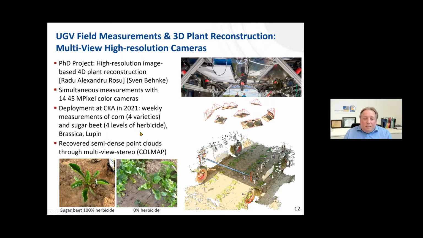Now processing this data is a major challenge for many reasons. The first step in processing this data is to do structure from motion. Multi-view stereo methods like COLMAP allow us to estimate the intrinsic camera parameters, but also estimate where these cameras are. This is not really fixed because the vehicle is not really rigid. So when it drives over the field, the calibration is not constant. But we can process the data and estimate all these parameters, which gives us a semi-dense 3D point cloud with color.